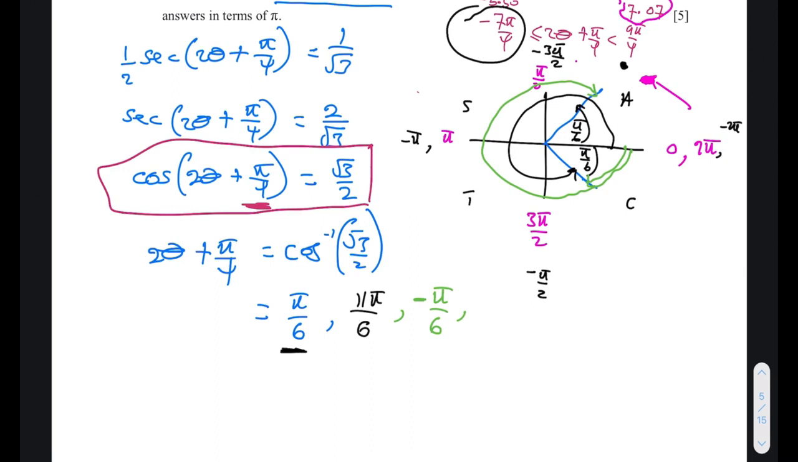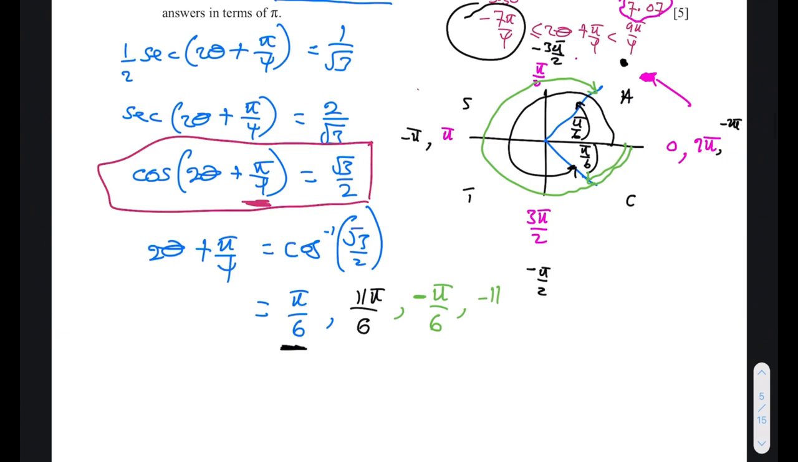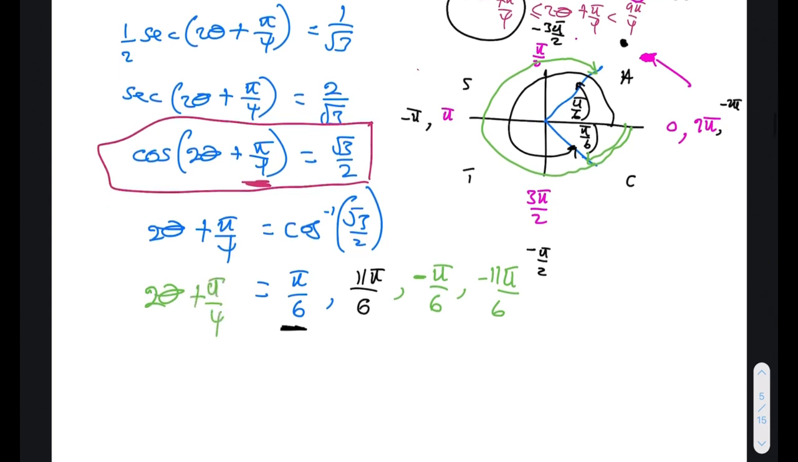So you can do negative 2 pi minus that. So basically we are looking at negative 11 pi on 6. Okay, so this is what we have. So now we are about to finalize everything. So we are going to move the pi on 4 to the other side. It's going to subtract from every single observation.